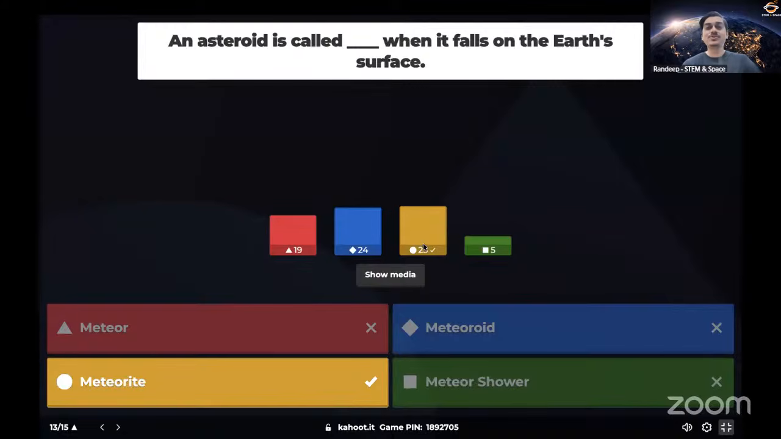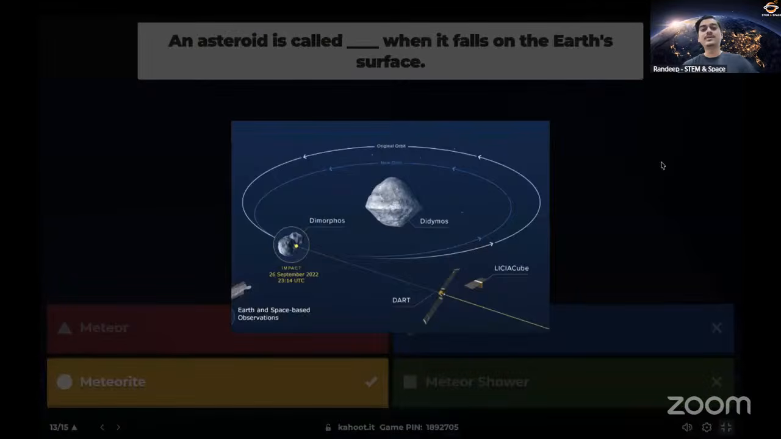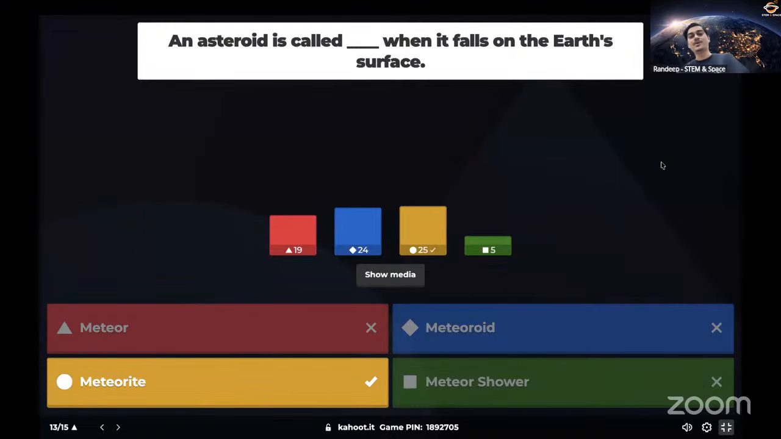Correct answer is actually meteorite. So when it falls on the Earth's surface, it is called a meteorite. But an asteroid actually changes its name as it moves along, depending upon the place it is in. When it's in space, it's called an asteroid. When it starts coming down towards the Earth, it first turns into a meteoroid, then a meteor, and finally a meteorite.